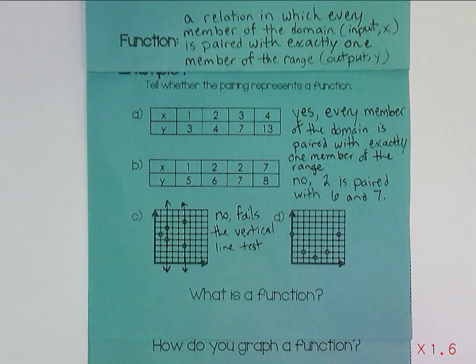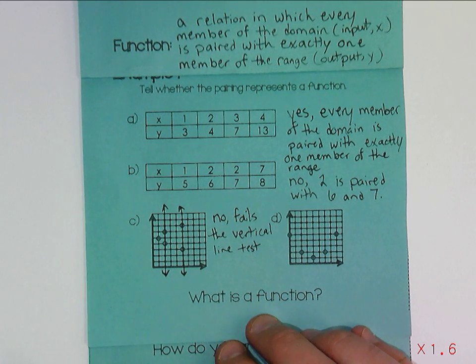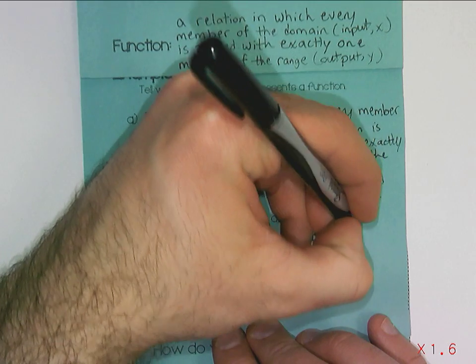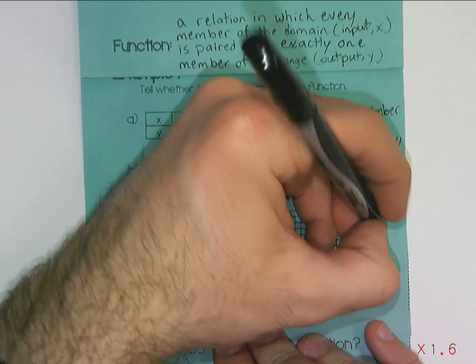Try the next one on your own and decide whether or not it is a function. So in this case, yes, this one is a function. It passes the vertical line test.